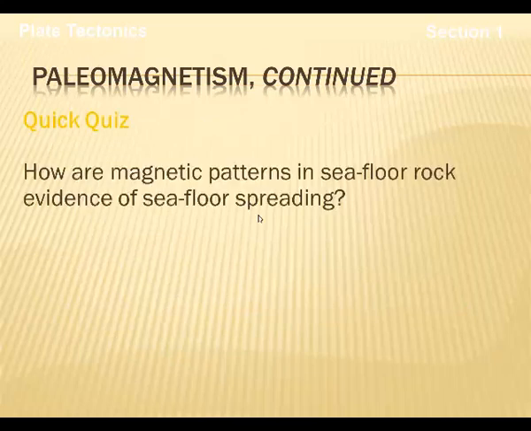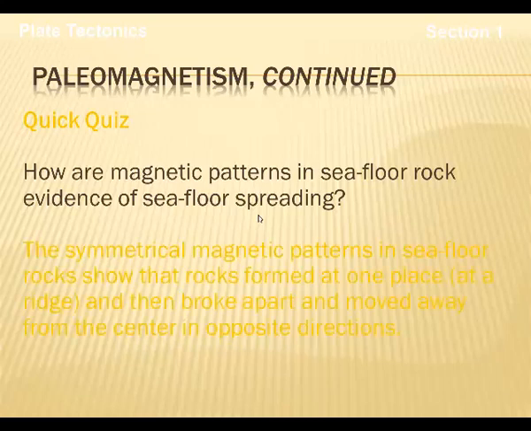Quick quiz. How are magnetic patterns in seafloor rock evidence of seafloor spreading? So the symmetrical magnetic patterns in seafloor rocks show that rocks formed at one place, specifically at a ridge, and then broke apart and moved away from the center in opposite directions.